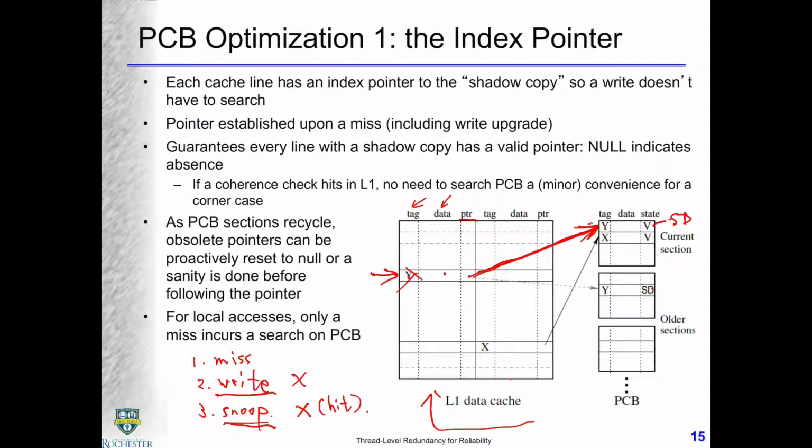Okay, so all of a sudden, the only time I would need to search the queue becomes just one thing: that I miss. Either I'm loading my own cache and I miss, or I'm doing a coherence check and I don't find it in my cache. That's the only time I go and check my PCB. That's a good thing because misses are far less frequent than hits.